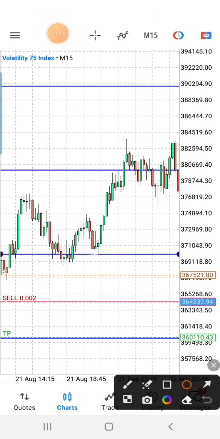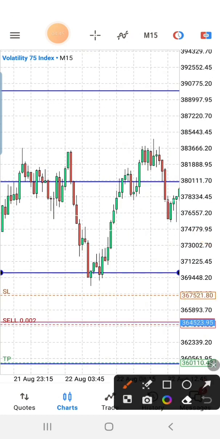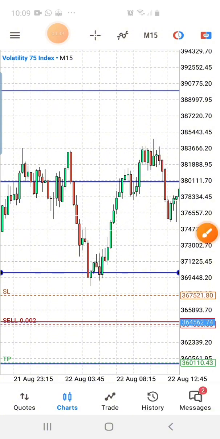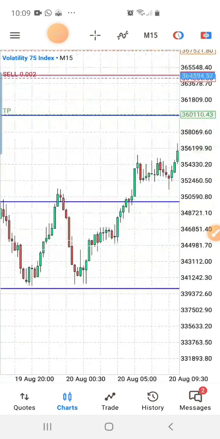No matter how far I go, you can see how the price respects those zones. You can see from here, the price respects these zones. So now, there is no argument that Volatility 75 respects your psychological level, okay? That's the basic thing.